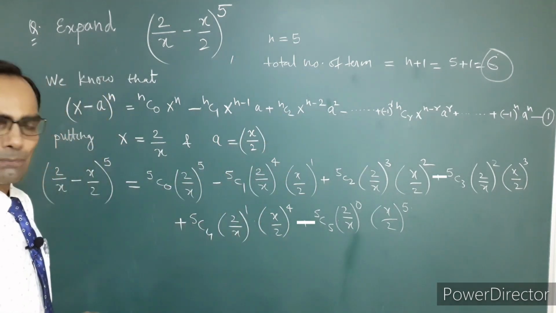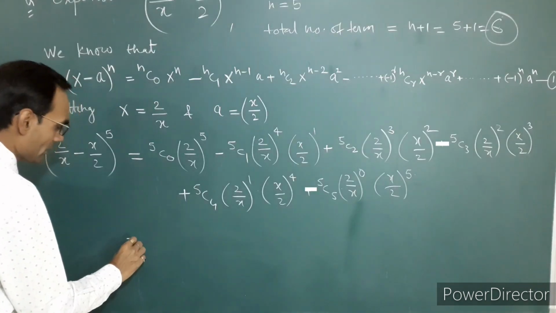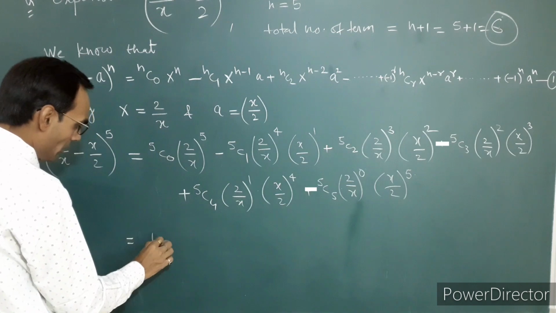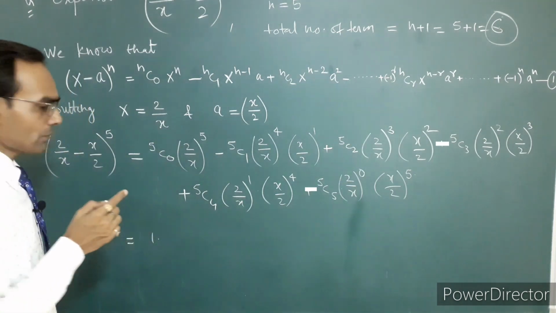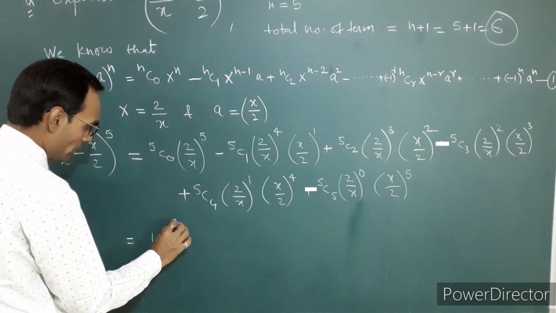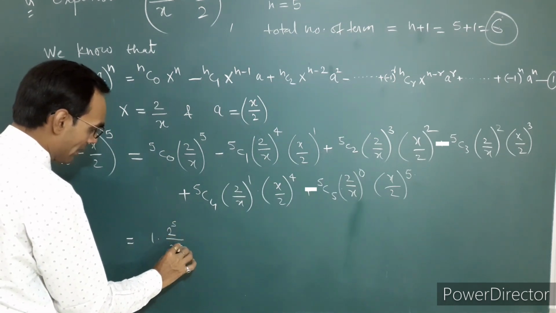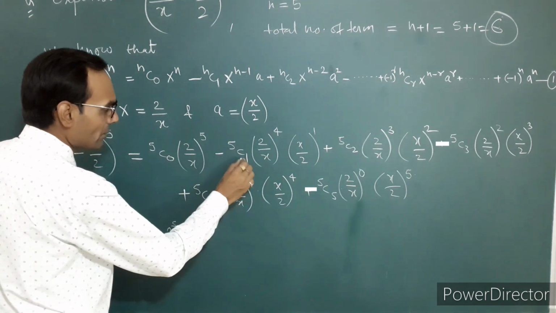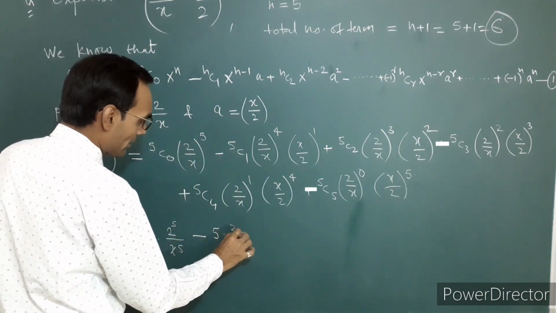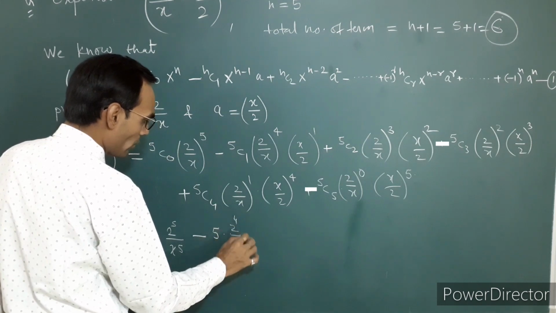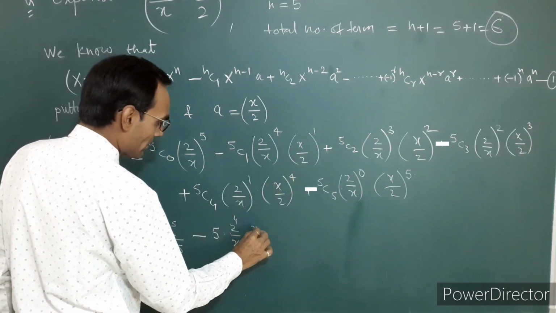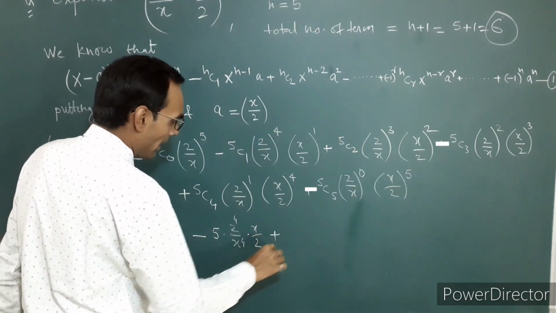And now we will simplify this. So it becomes 5C0, which is 1 because nC0 is 1, and (2/x) raised to 5, so write down 2^5 upon x^5, minus 5C1, which is 5 because nC1 is n, and (2/x) raised to 4, so write down 2^4 upon x^4, into x/2. Then 5C2.